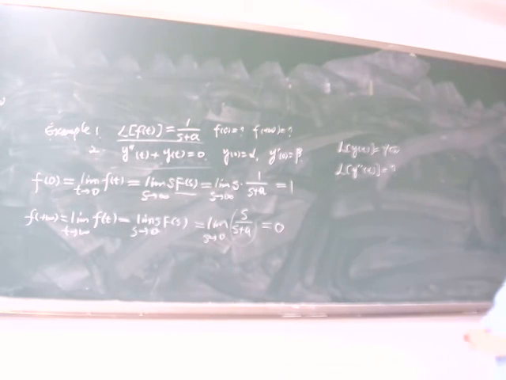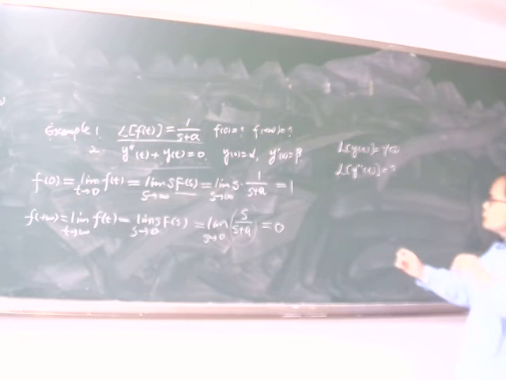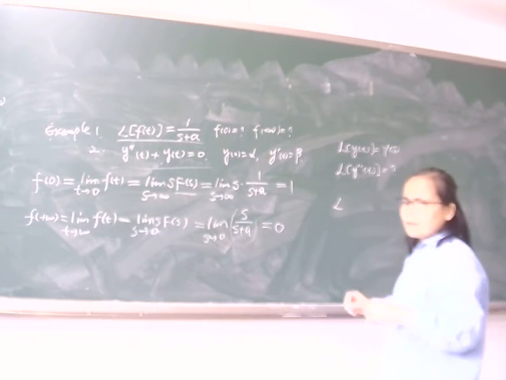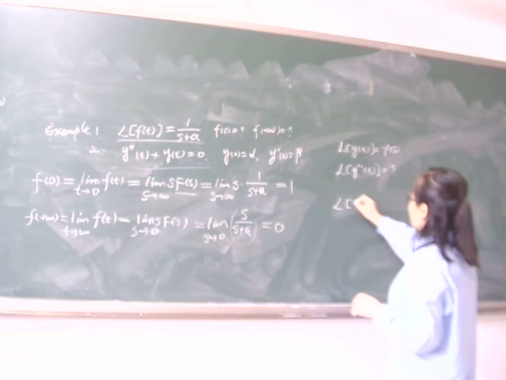Suppose the Laplace transform of y(t) is big Y. Now, for the second-order derivative of y(t), how do we compute its Laplace transform? We have to do double differentiation. We can do the first-order derivative first.